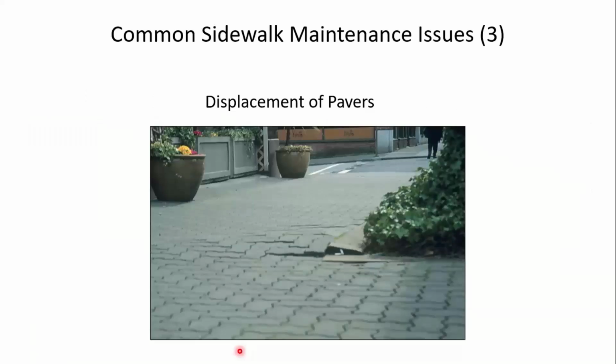I mentioned displacement of pavers. This is maybe not an accessibility issue here because it looks like there's sufficient relatively smooth surface that someone with an impairment could get around there, but I would contend that that's probably a tripping hazard there and a potential liability exposure due to that elevation difference.